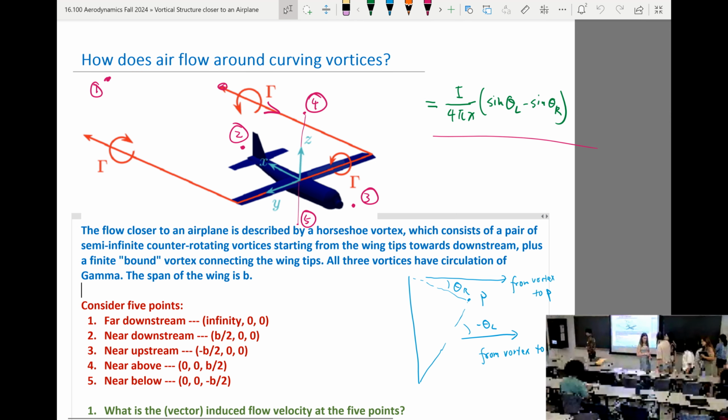Yeah, that's right. The most important thing is to figure out what these angles are for each of the 3 legs of the vortex.